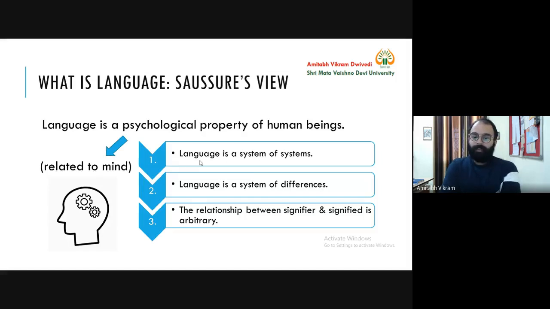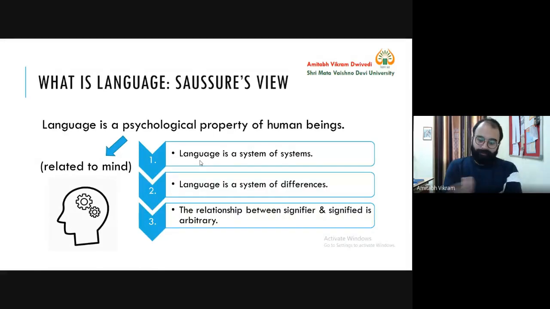The final thing, the relationship between signifier and signified is arbitrary. What is arbitrary? Arbitrary is something that is not direct. There is no one-to-one relationship. For example, someone's name is Rahul. Then you can cross question, like why is your name Rahul, why is your name not Ramesh?